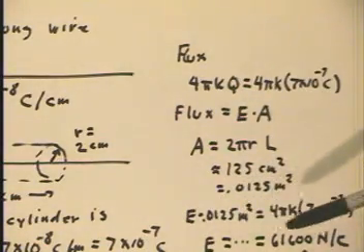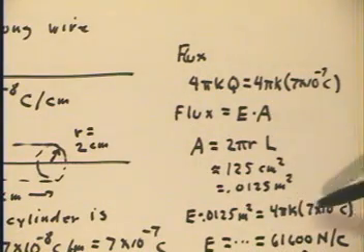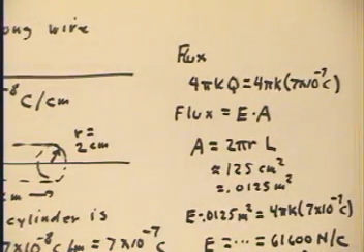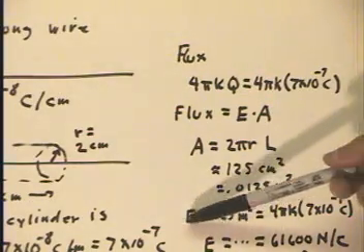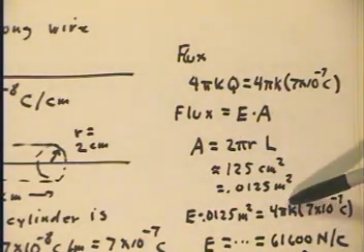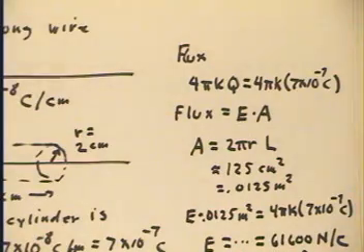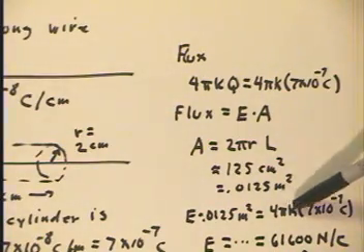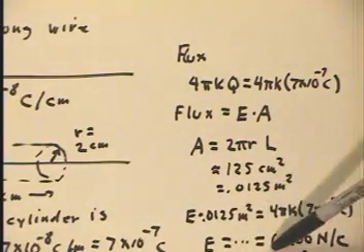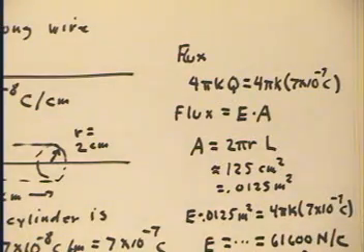Electric field times your 0.0125 square meters is 4 pi k times your 7 times 10 to the negative 7th coulombs. We easily solve for E, plugging in the 9 times 10 to the 9th newton meter squared per coulomb squared for k, and find that the electric field is 61,600 newtons per coulomb, question mark.